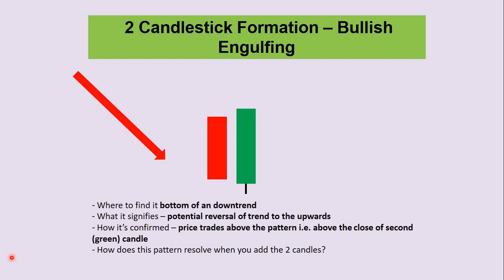Hello everyone, welcome back to this lesson where we are looking at another two candlestick formation that is bullish. This one we call the bullish engulfing pattern. So again we start off with a downtrend. So the price is trending downwards, making successive red candles.